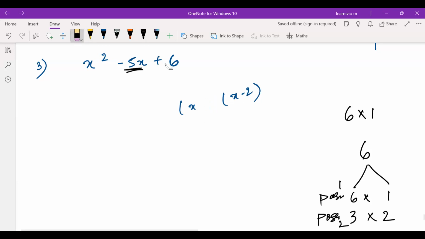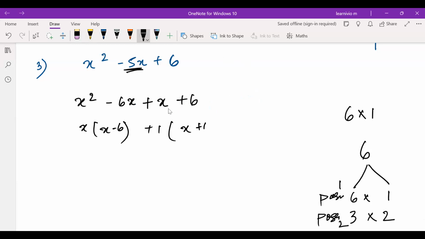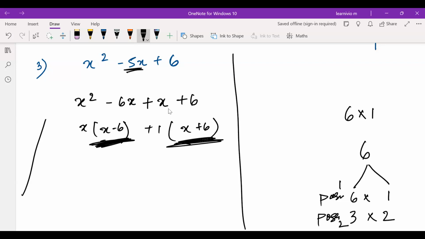Let's check it. We will take x square. If we take 6 and 1, then it will be minus 6x plus x. Take the common factor, and you will realize that this is not working. Why? Because in one bracket we got x, in the other bracket we got x plus 6. Both the brackets have to be the same. So this is not working here. That's why, of the two possibilities, one is not working at all.